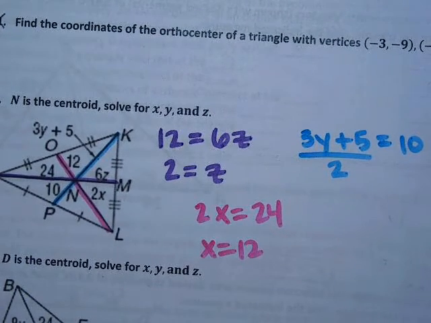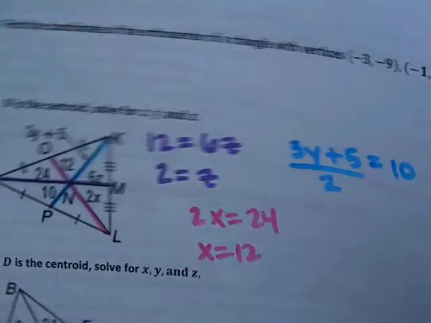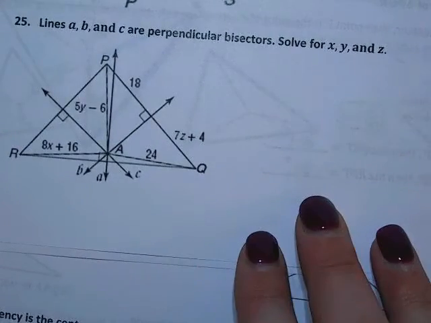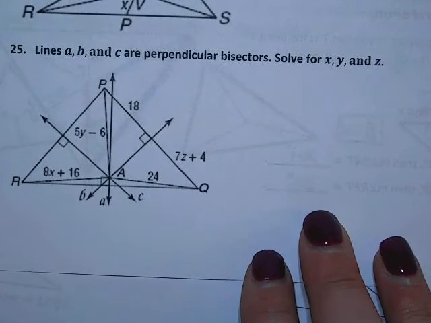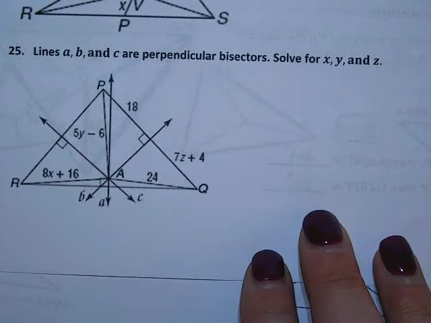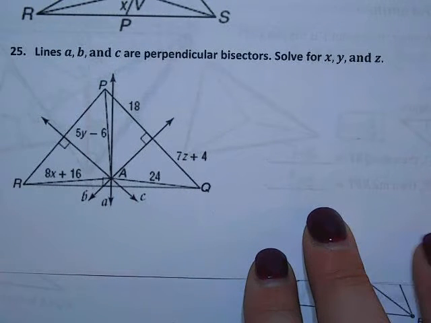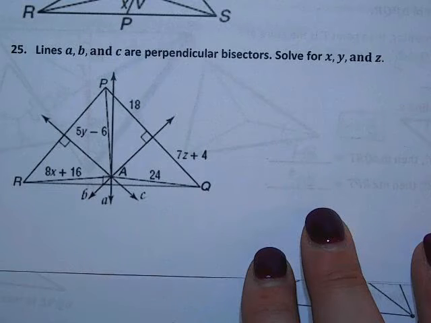Okay, so we got centroid problems. Let's jump down to number 25. We got some perpendicular bisector problems. So let's flip through our notes and figure out what the center is for perpendicular bisectors. Circumcenter. What else do we know about the circumcenter? The vertices are equidistant from the center. Okay, so let's look at this.